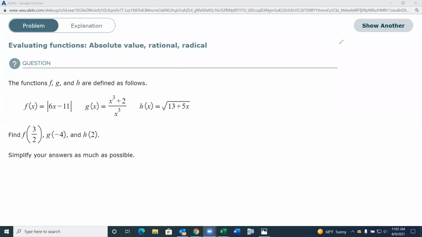That's how we do it. Okay, so now we're going to learn the basics of evaluating functions.